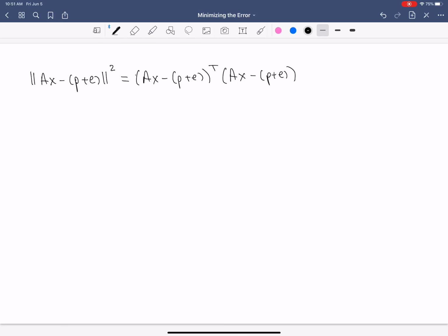Now, I'm going to do a little trick here where I will group AX with P in both of the scenarios, and let's see what happens. So I'm going to write here AX minus P, and then that minus is minus E, that is transposed, and the same on the right-hand side.